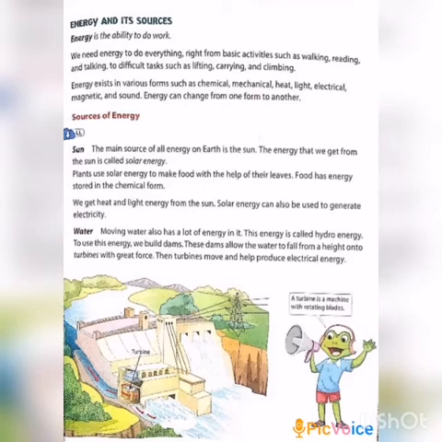The sun is our main source of energy. That is, the energy that we get from the sun is called solar energy. The main source of all energy on earth is the sun. Plants use solar energy to make food with the help of their leaves. Food has energy stored in the chemical form. Then we get heat and light energy from the sun. Solar energy can also be used to generate electricity.